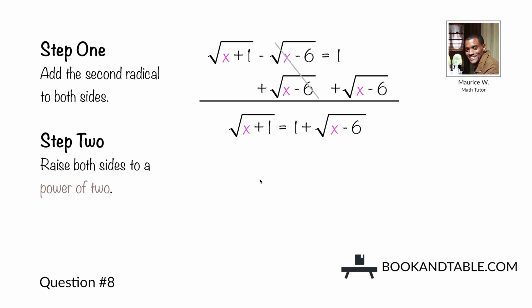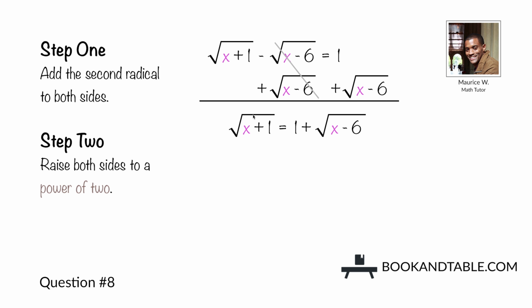Step 1. Add the second radical to both sides. This eliminates the second radical from the left side, isolating the first radical, the square root of x plus 1, on the left side of our equation. On the right side, we wind up with 1 plus the square root of x minus 6.